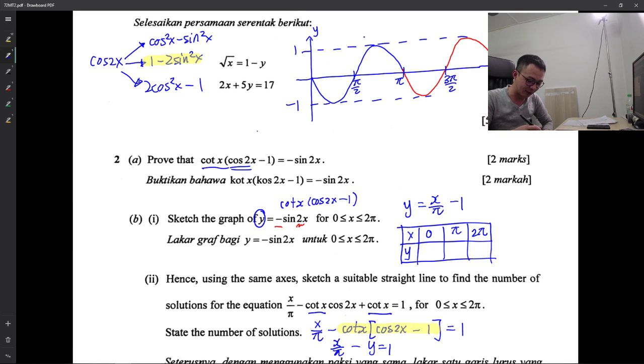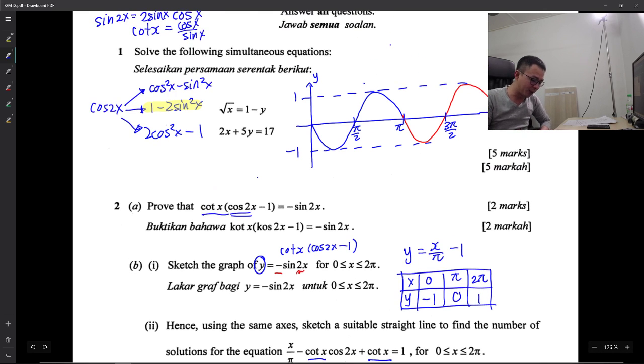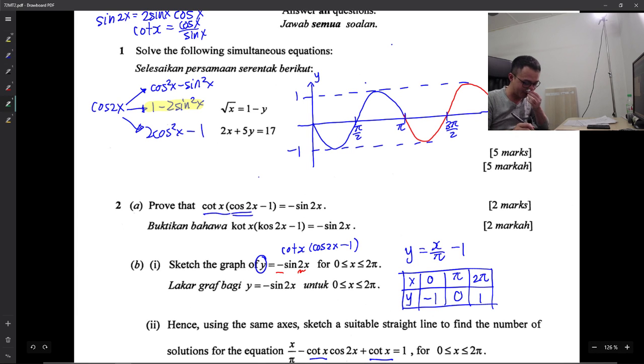I want to know how far it will go. So when x equals to 0, I will get -1. When x equals to pi, pi over pi is 1, minus 1, I get 0. When x equals to 2 pi, I will get 1. So I'm going to plot all of the 3 coordinates here. The first coordinate will be 0, -1, which is here. The second coordinate is pi, 0, which is here. The last coordinate is 2 pi, 1, roughly here. Then I will draw this line.